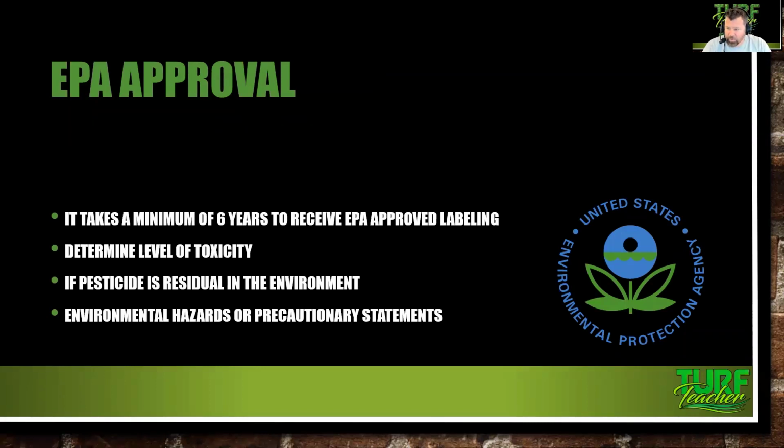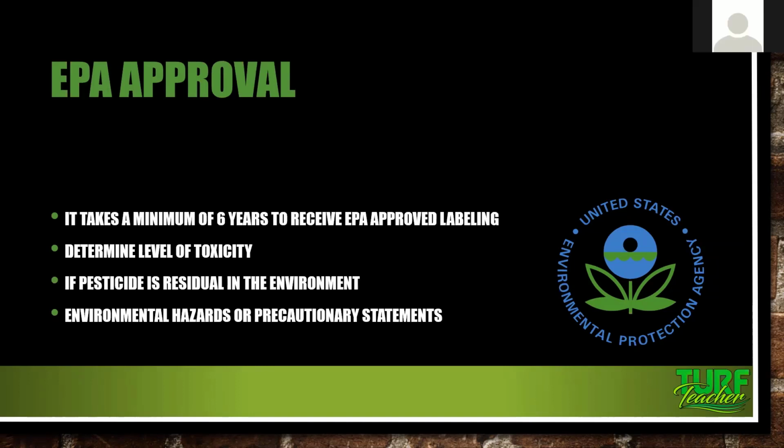With EPA approval, it takes a minimum of 6 years to receive EPA approved labeling. And that's quite a bit of time. So if you're a scientist and you're working on some new formulation that can take care of some of our problems out there, it's going to take a while to get it done.